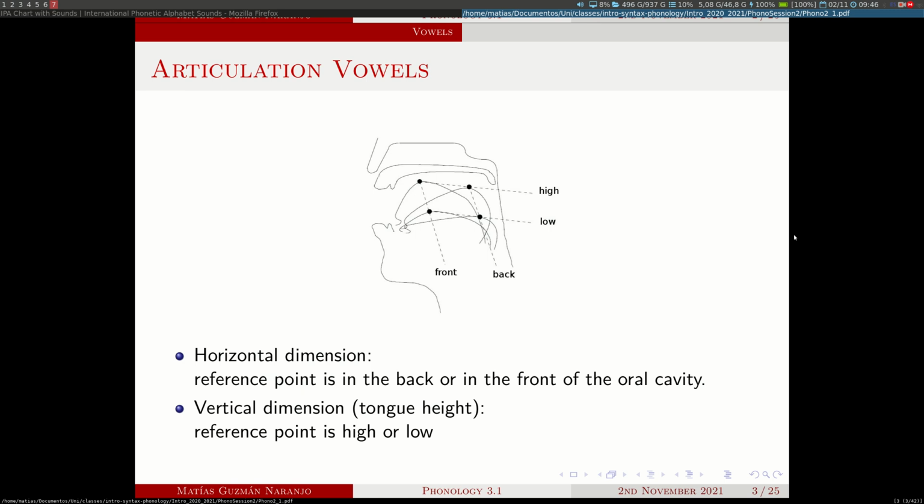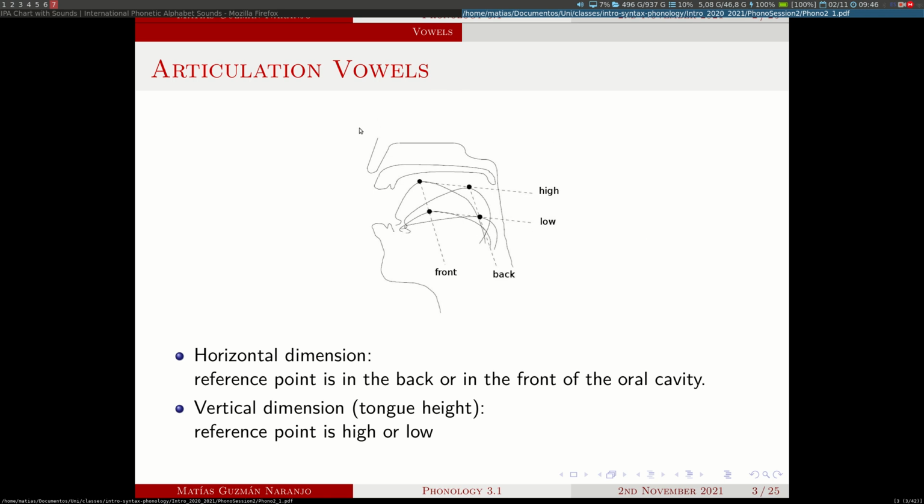Now, there are basically two main dimensions to vowels and how they work, and they are the horizontal and vertical dimension. In the horizontal dimension, we make reference to frontness and backness.